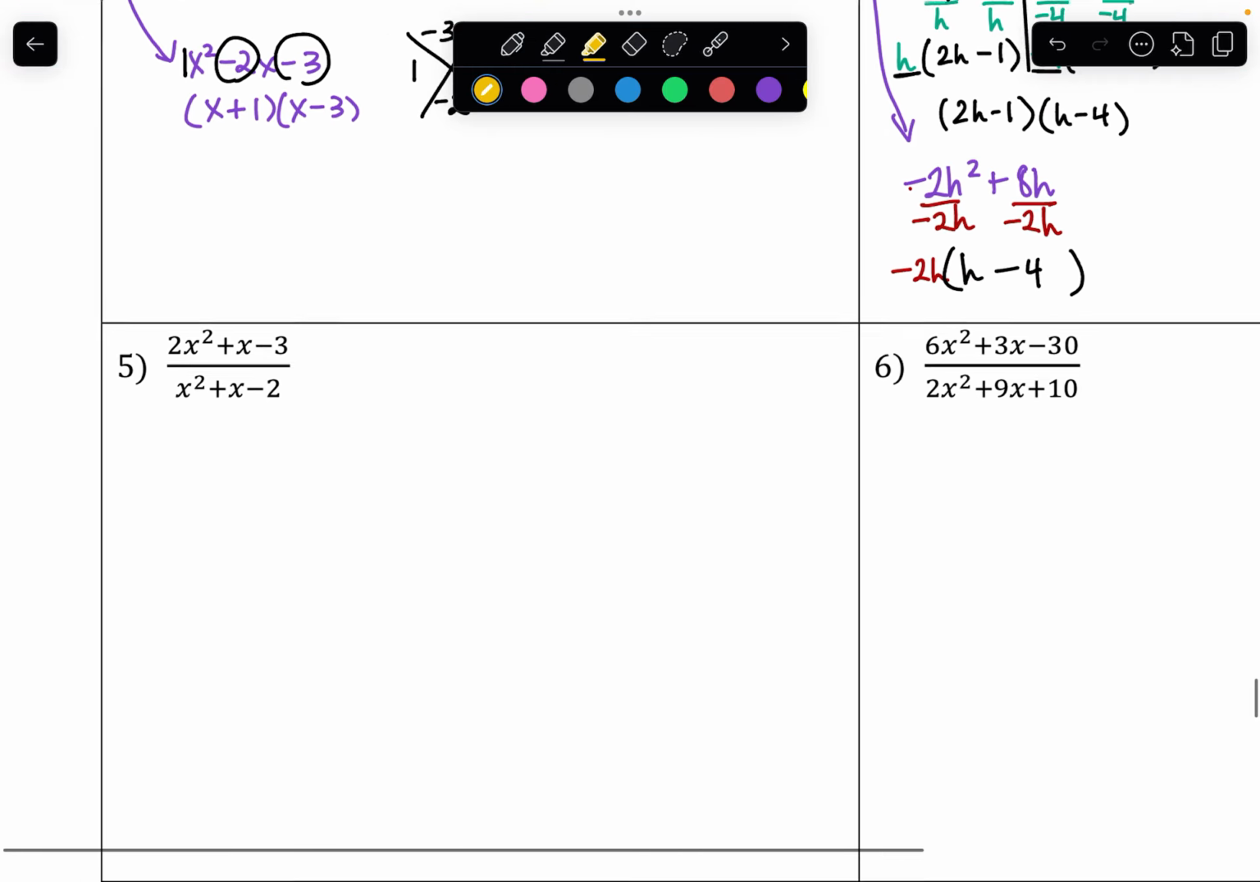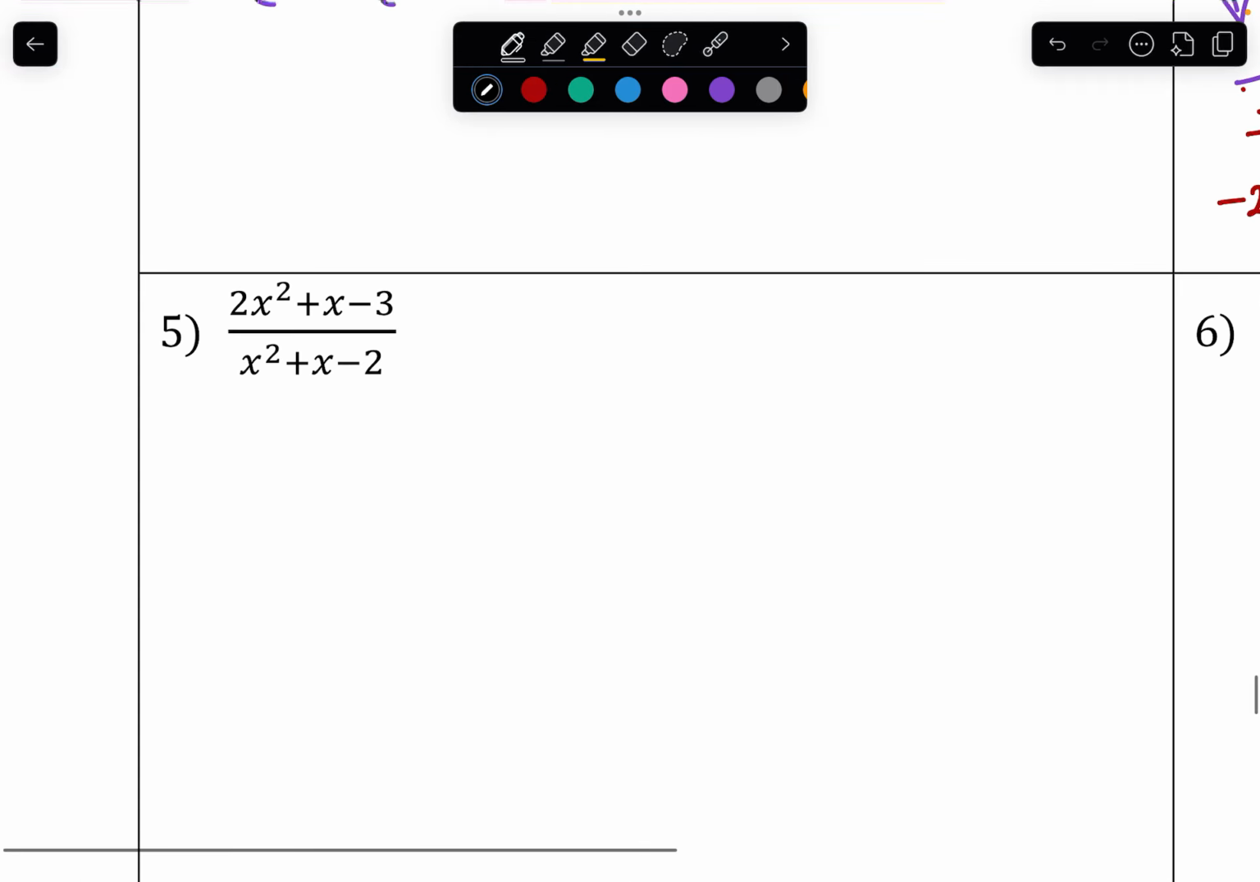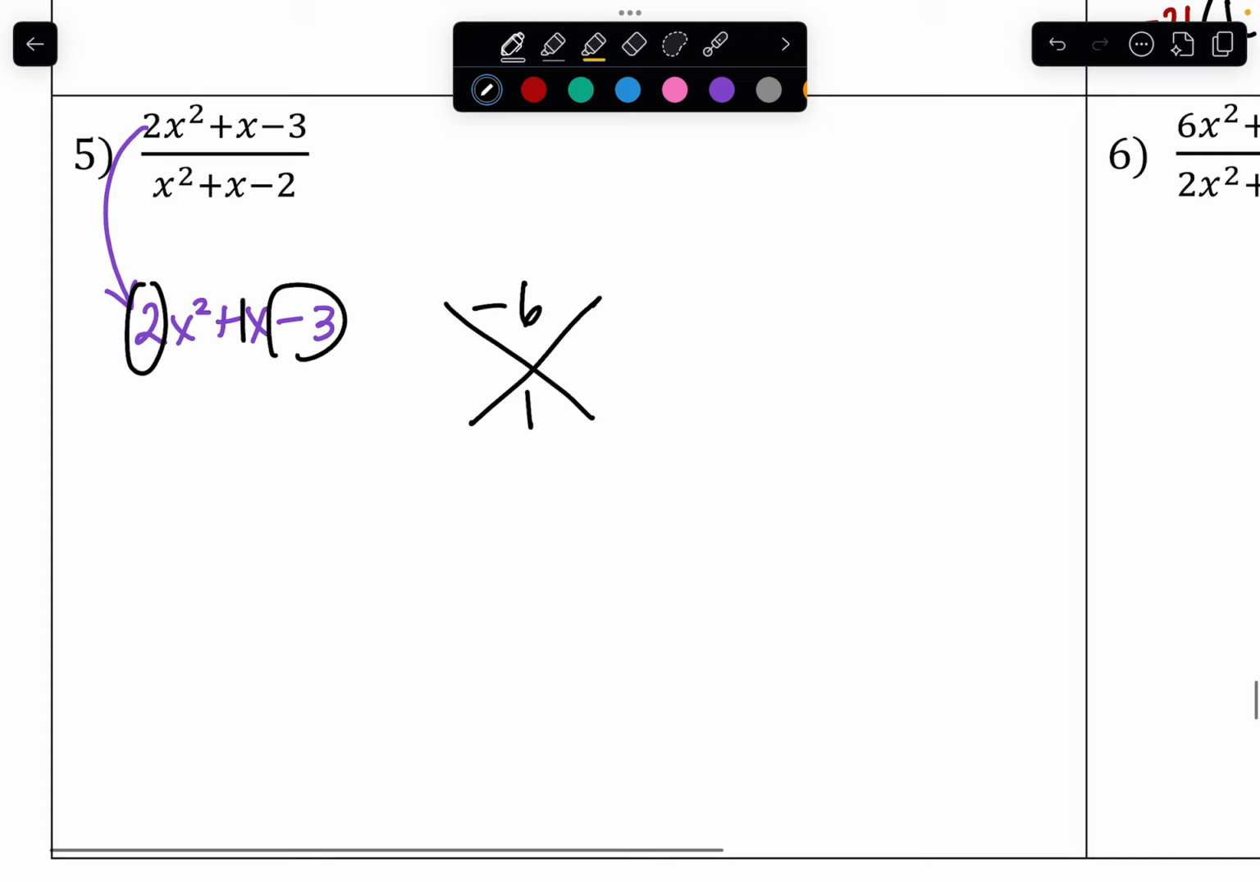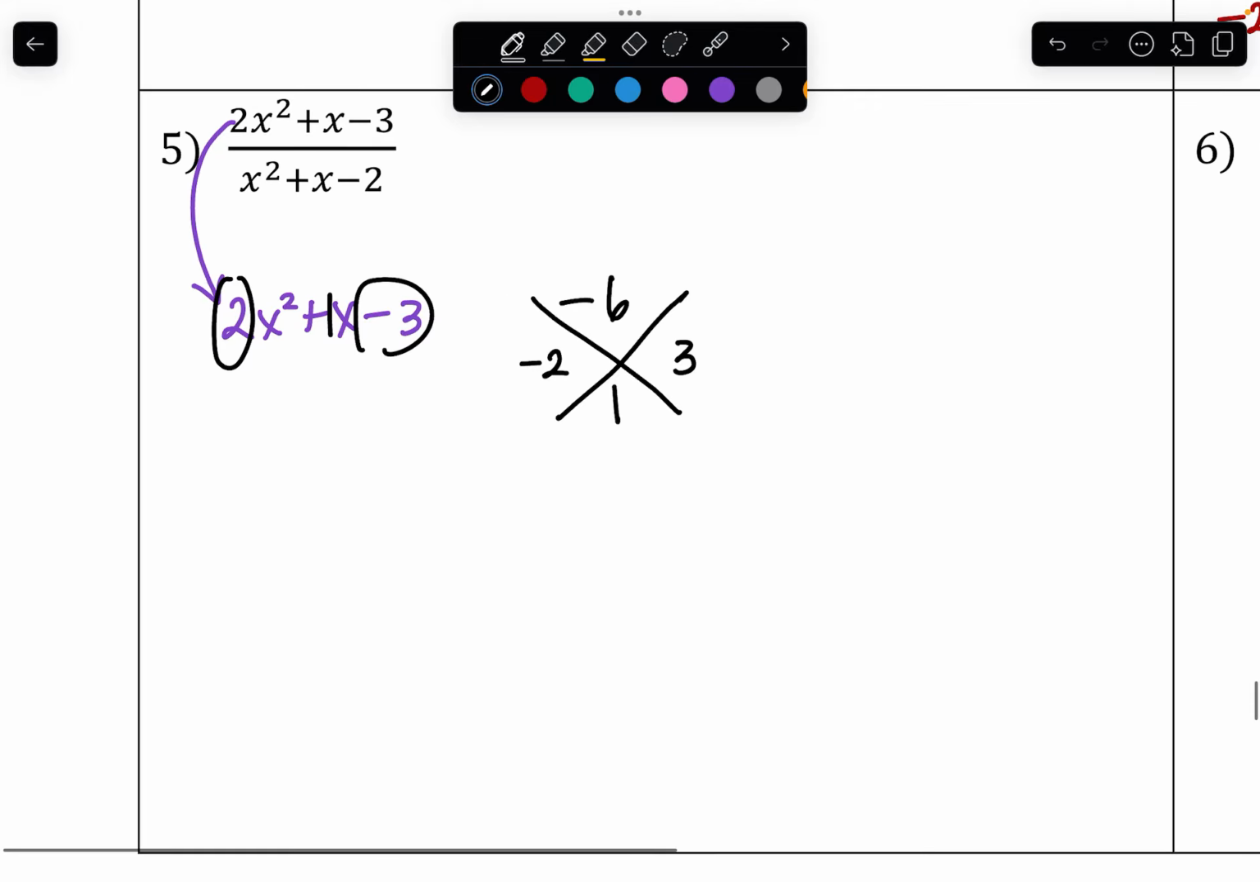Okay, for this next one, looking at the numerator, we have 2x squared plus x minus 3. We're going to need the AC method. A times c is negative 6, and then we're adding to 1. And so 2 and 3 will work if the 2 is negative. And so we're going to split the middle term into negative 2x and positive 3x. Bring down the minus 3. Bring down the 2x squared.